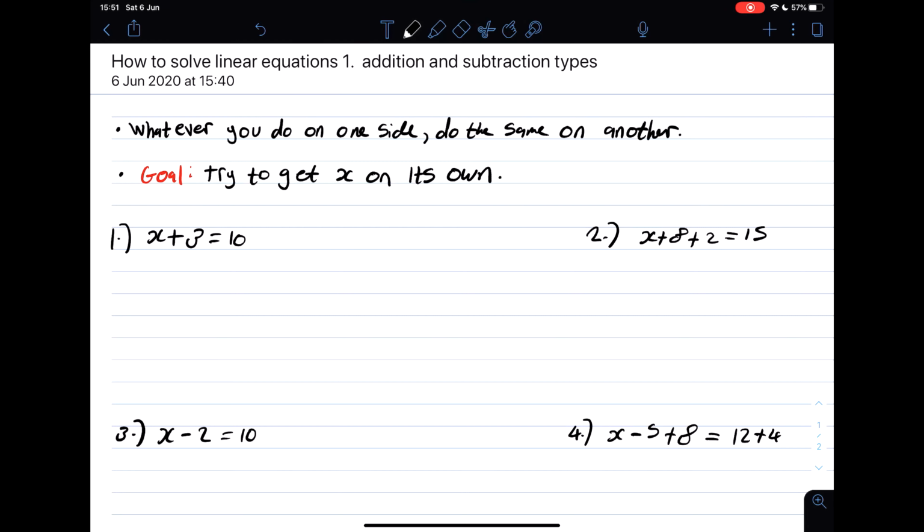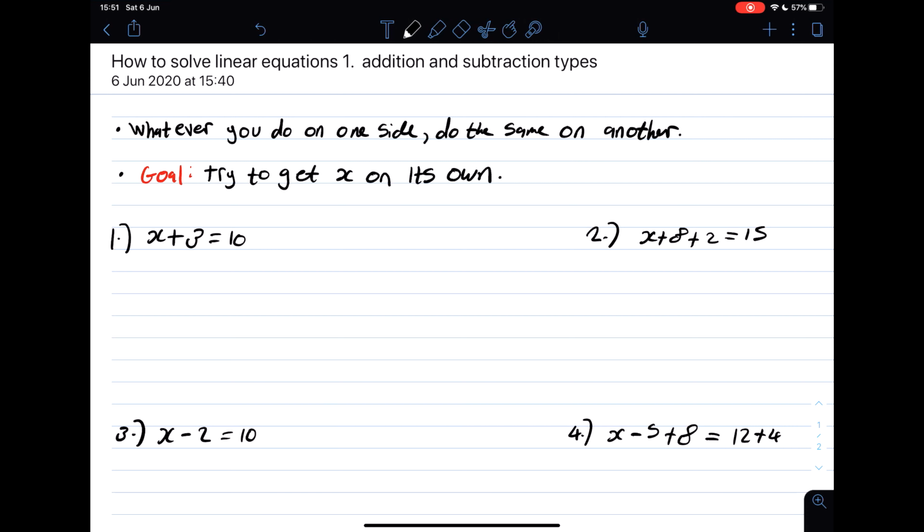Hi there. So I'm going to teach you how to solve linear equations, but in this tutorial I'm just going to go over the very basic types that you're going to get. I'm going to make multiple tutorials on how to solve the actual different ones that you might come across, but for now we're just going to go over the basics.